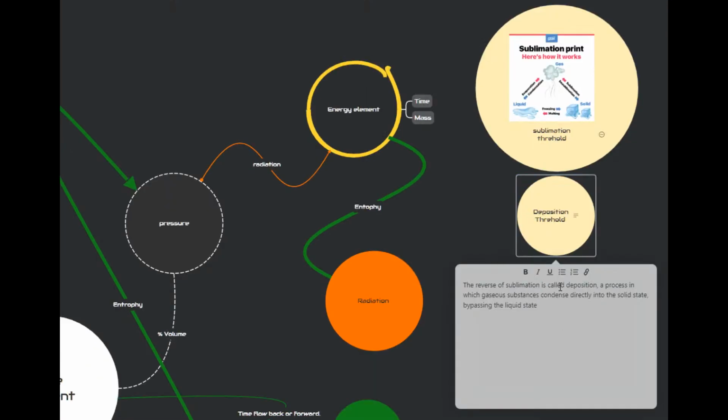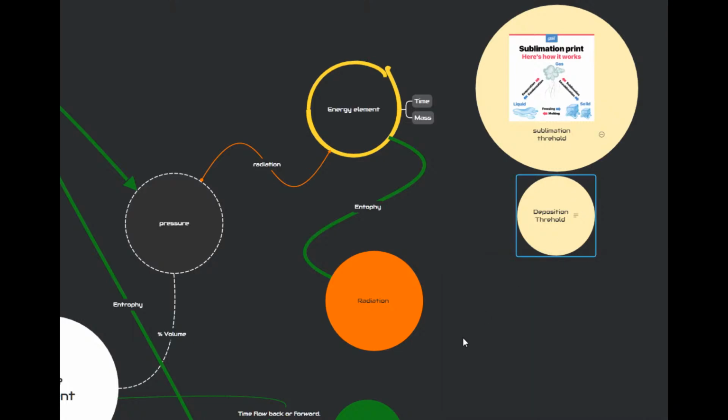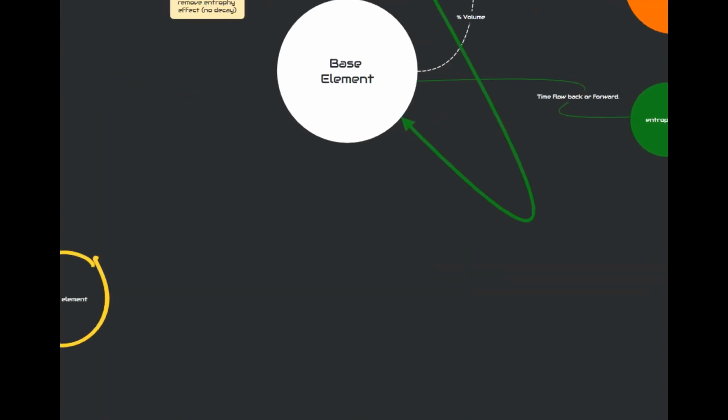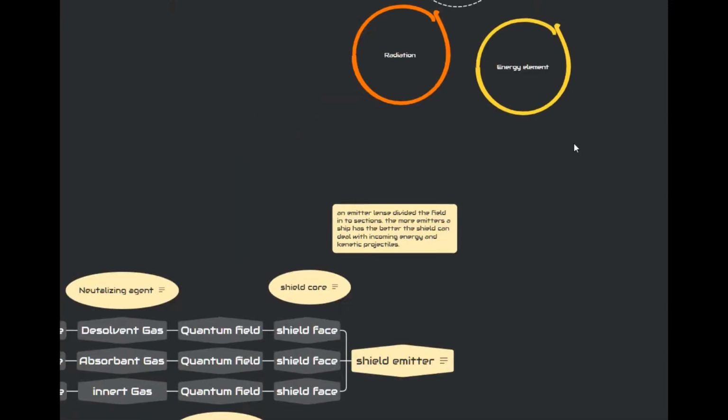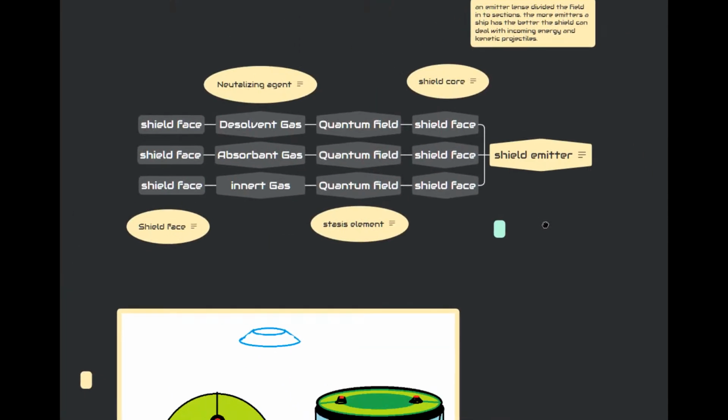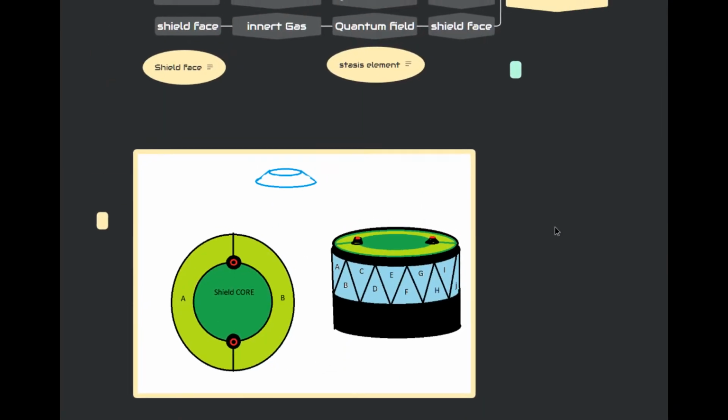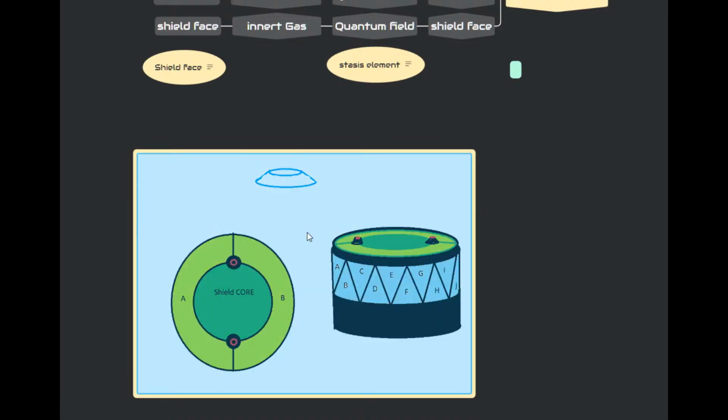Deposition, vapor, the remotion, sublimation is the... So yeah, I don't know if we've got a picture of shield emitters.